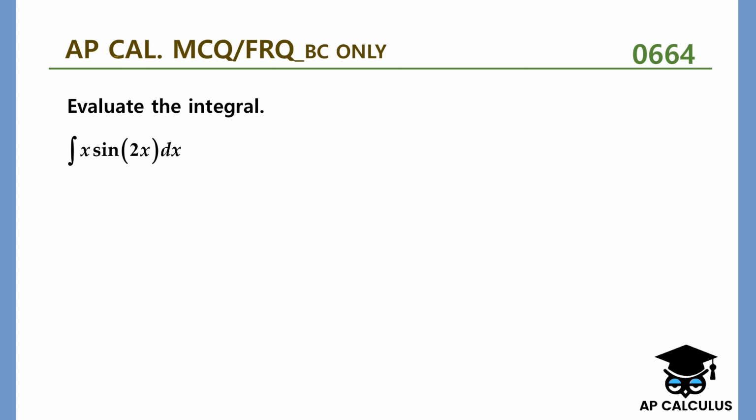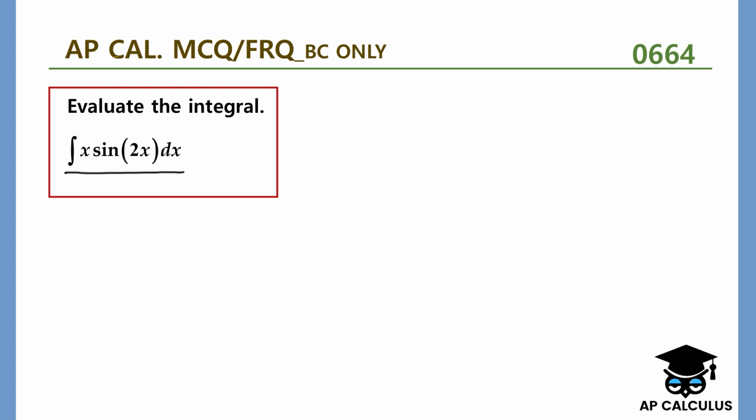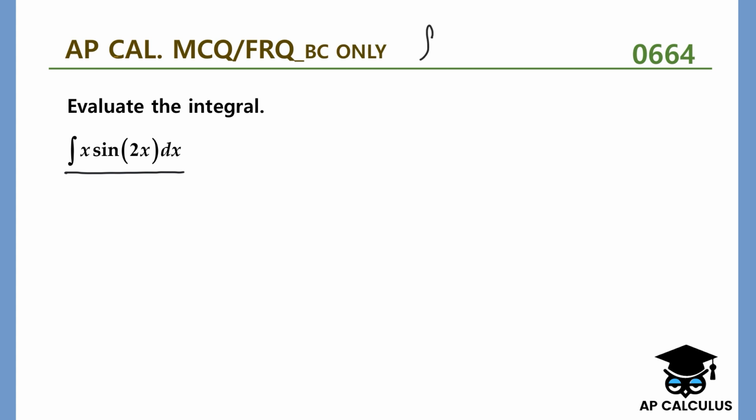Question 664. We're going to evaluate this definite integral, and we need to apply the integration technique called integration by parts. The formula for integration by parts is the integral of u dv is equal to uv minus the integral of v du. The key to integration by parts is to choose u and dv correctly. We're going to use the ILATE rule for selecting u.